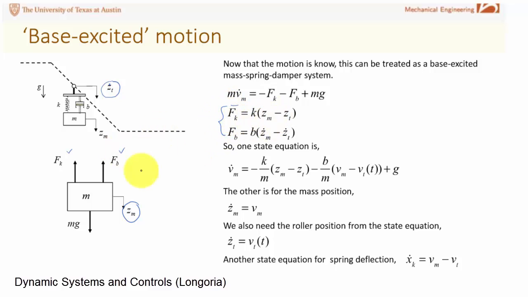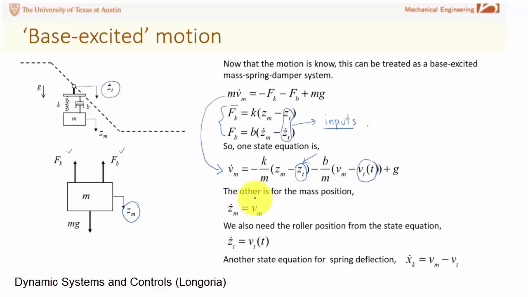Remember, the spring force is z sub m minus z sub t, and these are known inputs. So this one equation, when you substitute these expressions in here, takes this form. This is the vertical acceleration of this mass. Again, that's an input, and so is this here. We're actually going to treat this here as a variable, as I'll show you shortly.